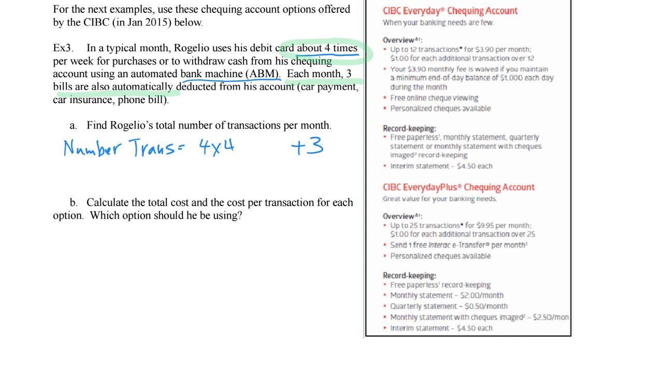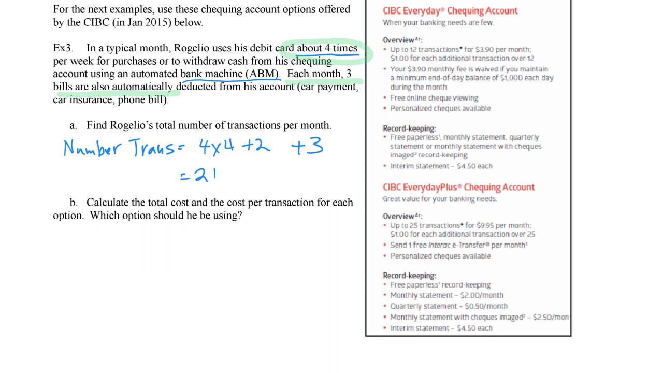And we'll assume that he's got 2 extra payments that he can pull from his debit card at any time. So that's 4 times 4 plus 2 plus the 3 extra payments at the end, which gives us a total of 21 transactions that he does every month. Now, this problem says we want to calculate the cost per transaction for each option, okay?